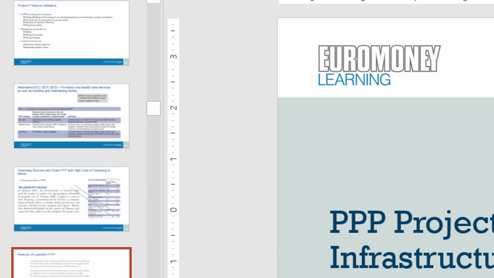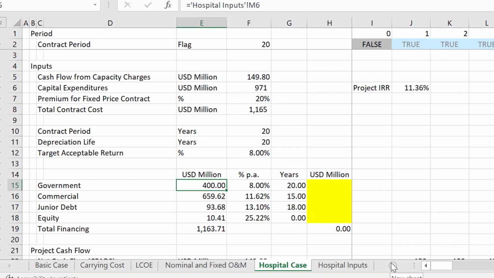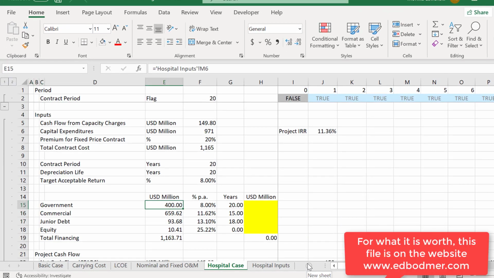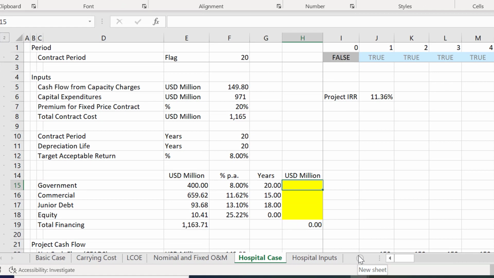What I did here was say, okay, let's do a little exercise on this, and let's be very, very simple about it. Let's just say that the government's interest rate was 8%, and the commercial and the junior debt was this. So we can do a little bit of a case study. I didn't know the maturity, and we really need to know the maturity. I pretended that the junior debt was a little bit longer.